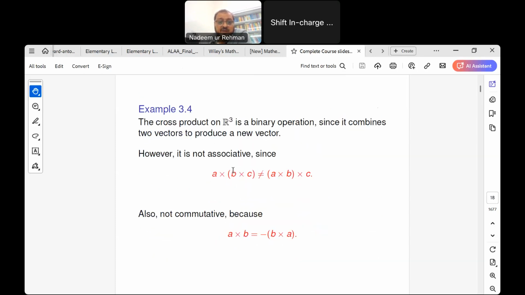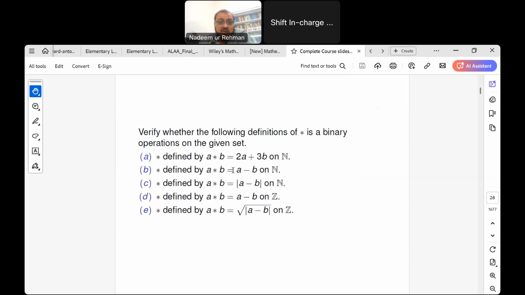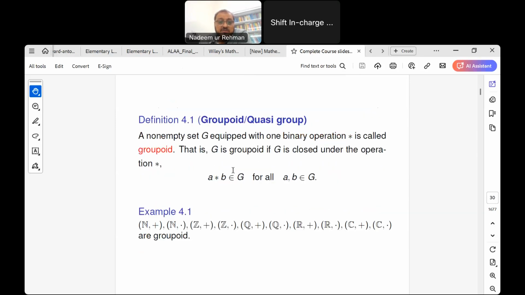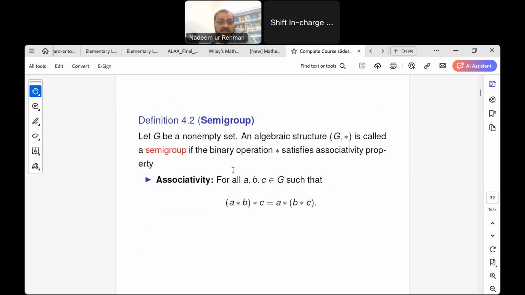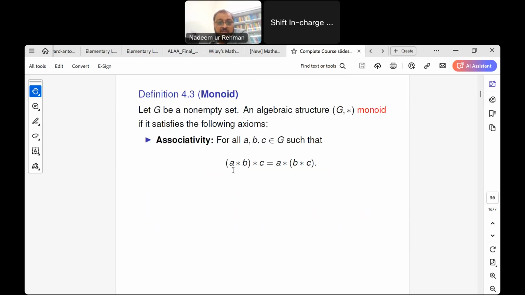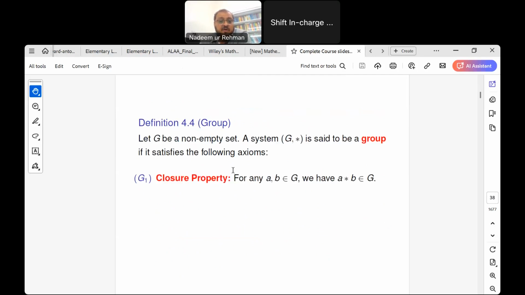Now we move to the main basic definition of the group. This means G is simply a non-empty set equipped with a binary operation. The non-empty set G with the binary operation star is said to be a group if it satisfies the following axioms.